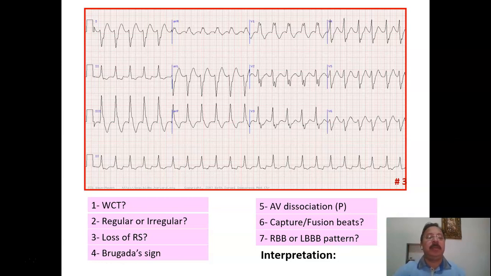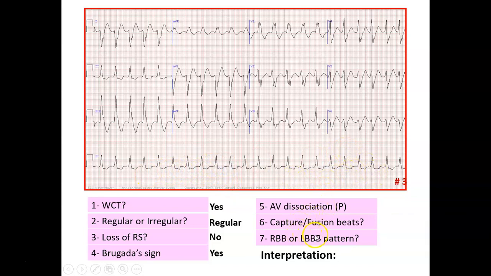Look at this ECG. Is it wide complex tachycardia? Yes or no? If you just focus on the rhythm strip, maybe it's not obvious, but if you look at the other parts of the ECG, yes, it's a wide complex tachycardia. It's irregular. Loss of RS: no, the RS pattern is intact. Brugada sign: yes, may be seen. So up to now we are doubtful whether it's ventricular tachycardia or supraventricular tachycardia. Let's see any atrioventricular dissociation. It's difficult to find P waves or capture beats or fusion beats.